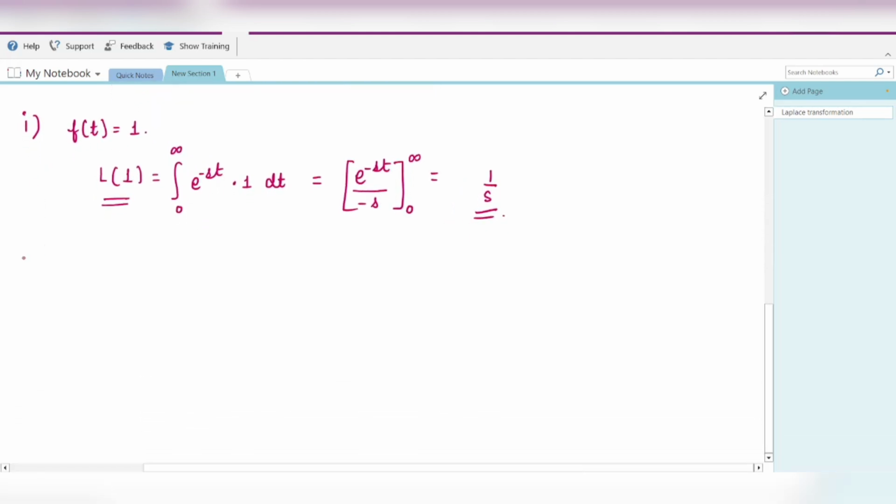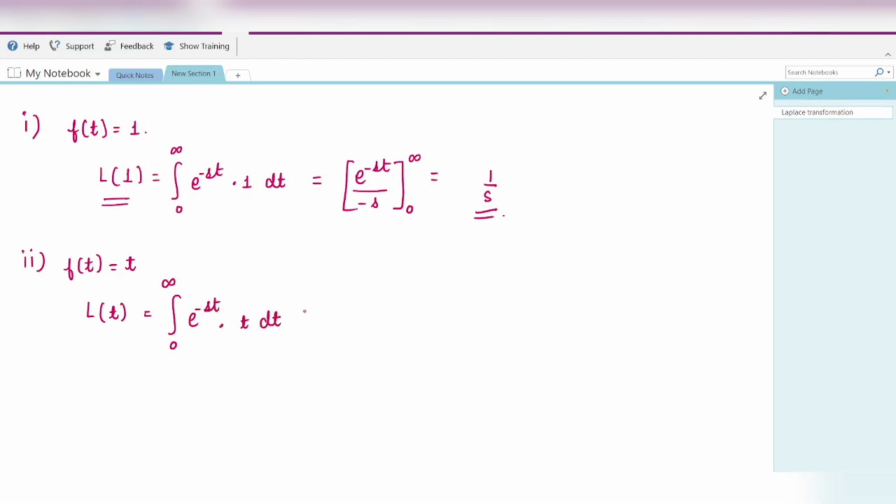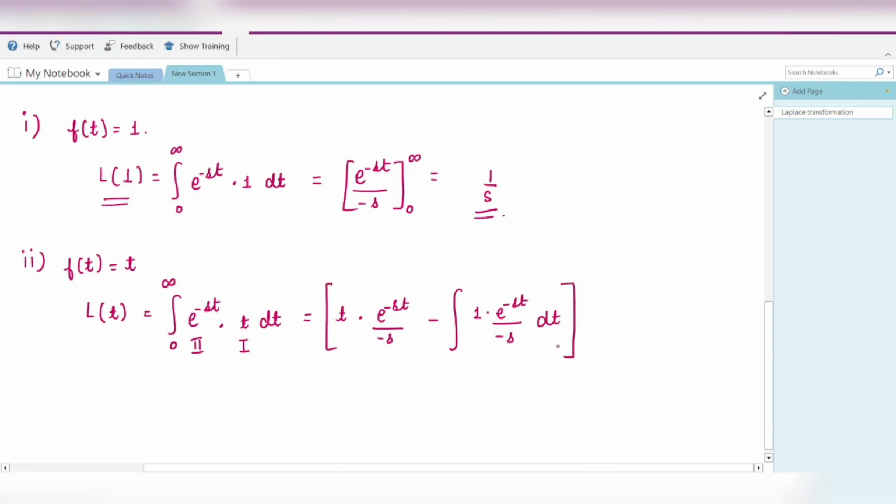Now let us assume that the function f of t which is given to us is t. Okay, now f of t is t, then what is the Laplace transformation of t? It is again given by the integral from 0 to infinity of e raised to minus st into t dt. Okay, so now we will use ILATE, and t will be the first function, e raised to minus st will be the second function. So this is equal to first function into integration of second function, minus the whole integral of derivative of first function, that is 1, into integration of second function dt, and the limits will be from 0 to infinity.